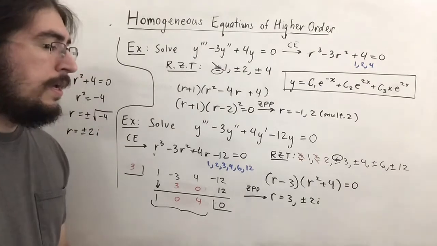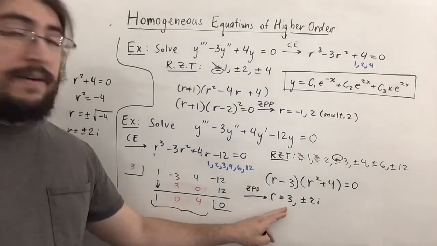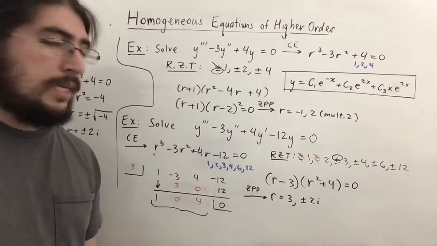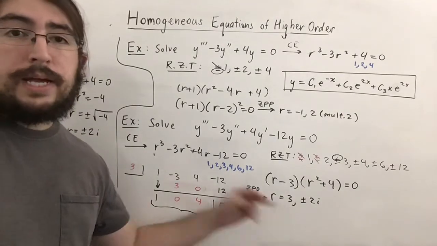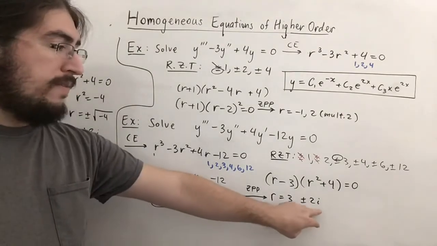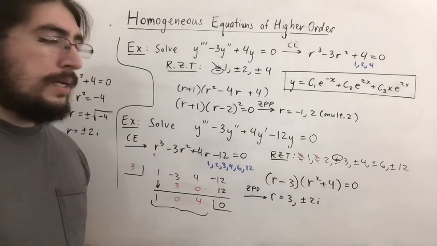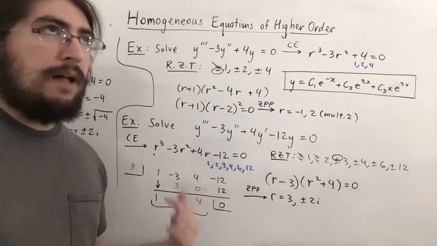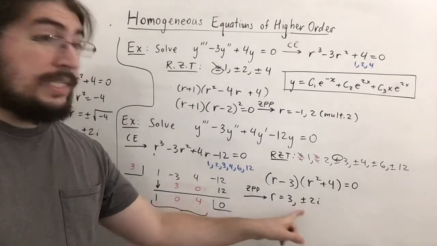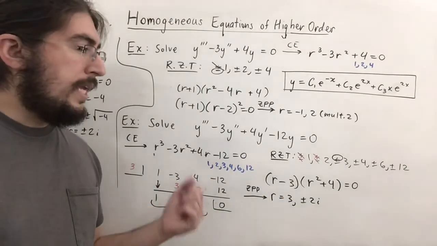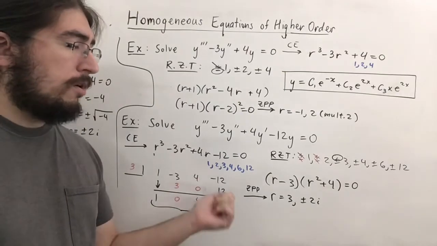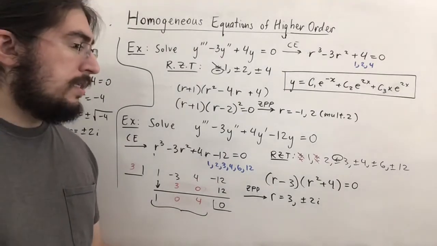Awesome. So now what? Well, now we have a solution that has no multiplicity. So that means e to the 3x is a solution. And we have this imaginary solution here. Now remember that if we have a complex solution of the form alpha plus beta i, in this case it's 0 plus 2i, then e to the alpha x times sine or cosine of beta x is a solution.